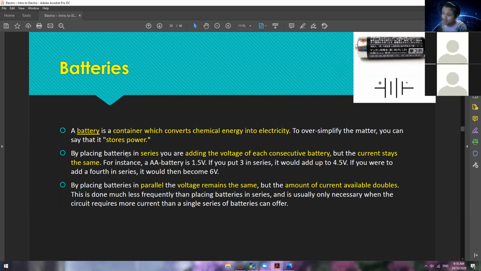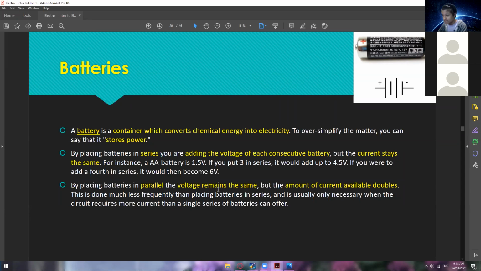By placing batteries in series, you are adding the voltage of each consecutive battery. So you have to take note of that. If batteries are connected in series, you're adding the values to each other. Say 1.5, 1.5, 1.5, then you will have a voltage of 4.5 volts.